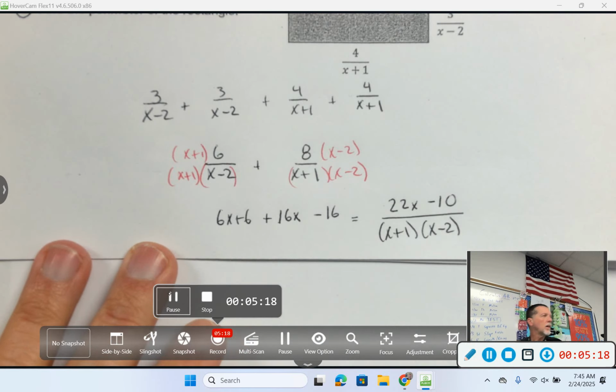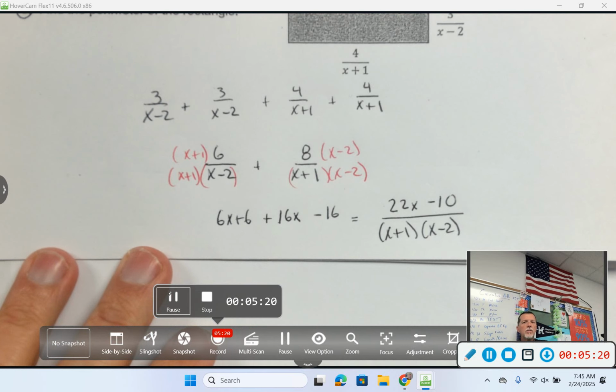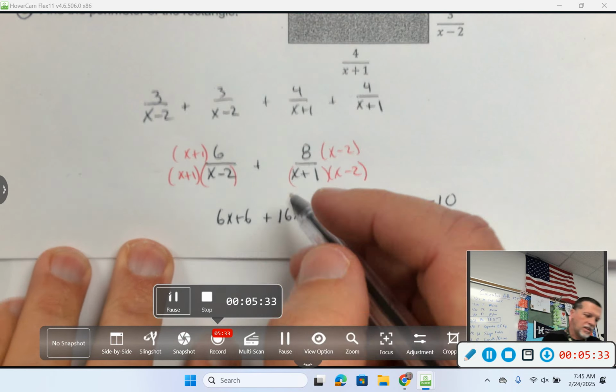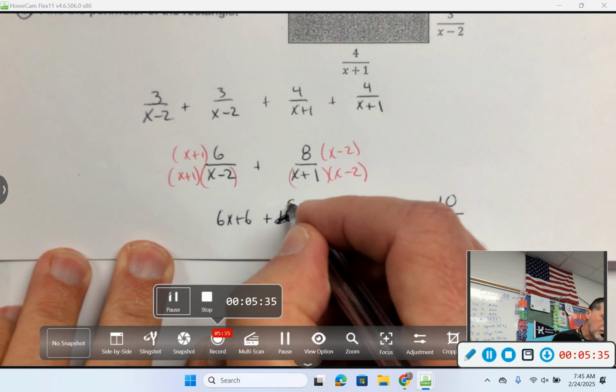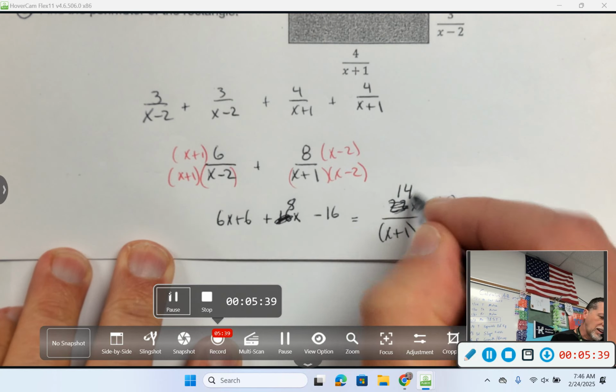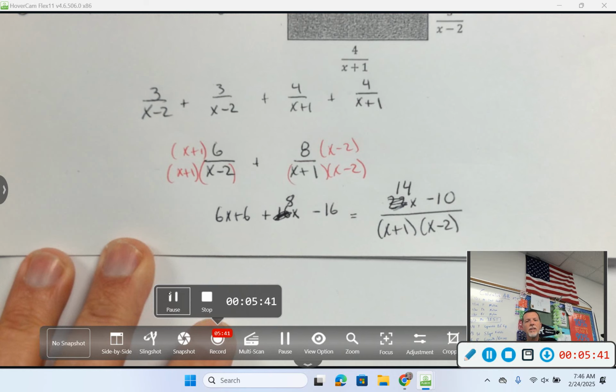So leave the bottom factors. Where do you see... did I mess something up? It should be 8x. 8x. Yes. I don't know where I got 16 from. Brain's not working today. So 6 plus 8 is 14. There we go.